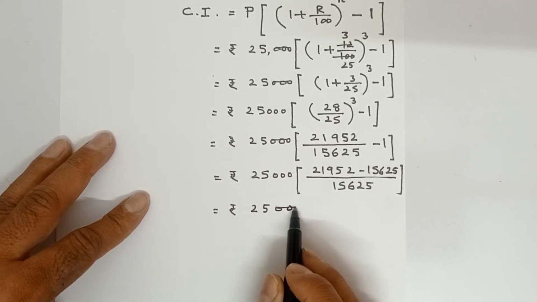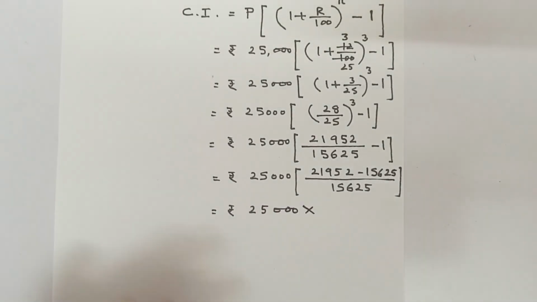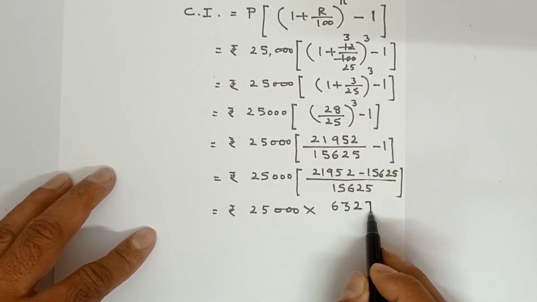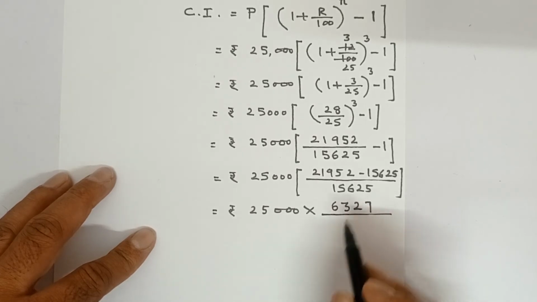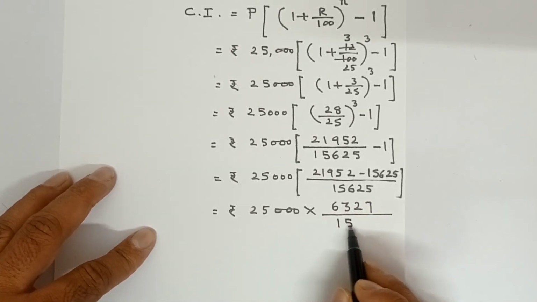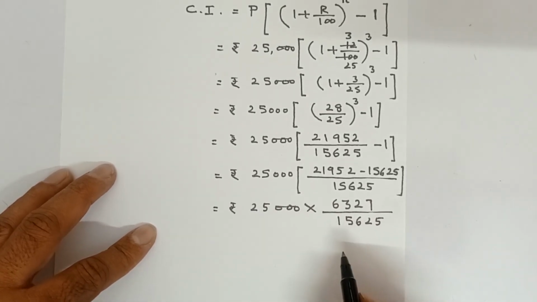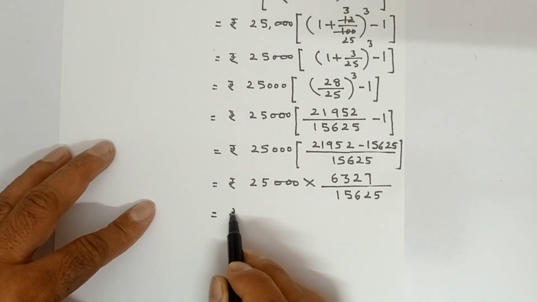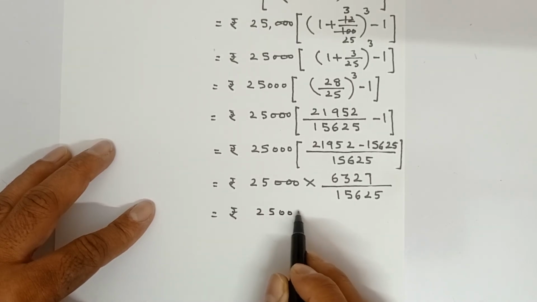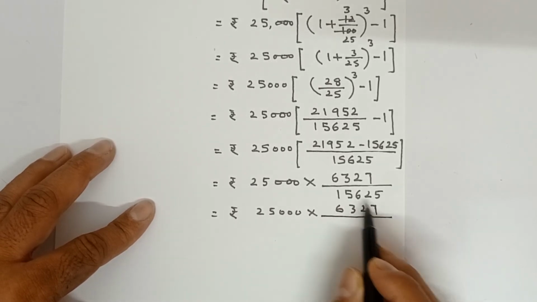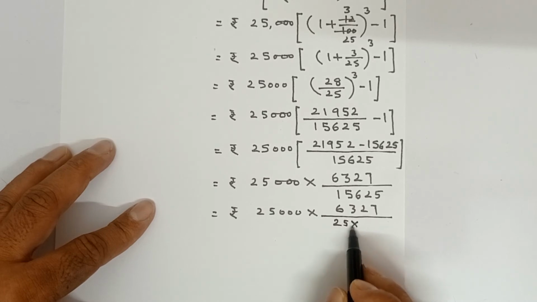So rupees 25,000. Now this square bracket is being removed by me. Now 21,952 minus 15,625. After subtraction you will get 6327. Now 15,625. Now it seems that cancellation is a little difficult, so I will do it the easy way. 25,000 into 6327 upon this, which we have got by multiplying 25 three times.